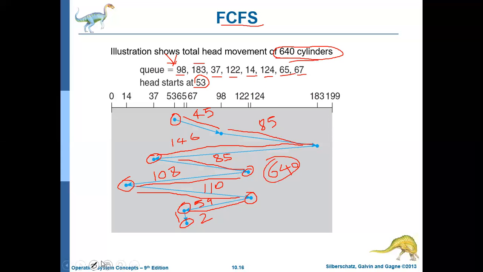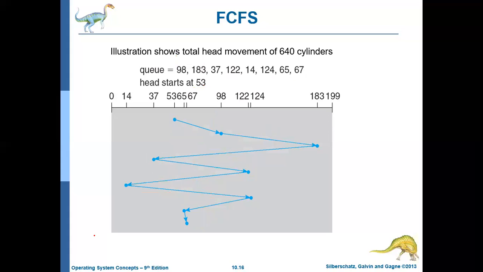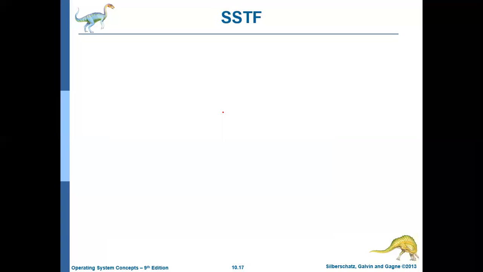So basically this is not a very efficient algorithm, but it's the simplest algorithm to implement, because as you can see, the requests are satisfied in the same order they come. So the head has to move zigzag from one end to another end. So it cannot be considered the most efficient algorithm, but it's the simplest to implement. So this is how the first come first served scheduling algorithm works. Fine.